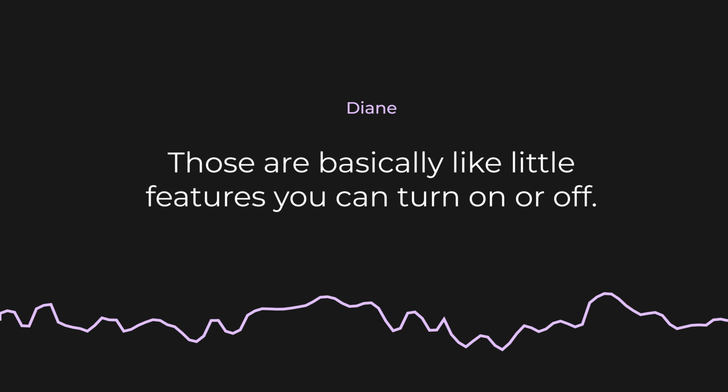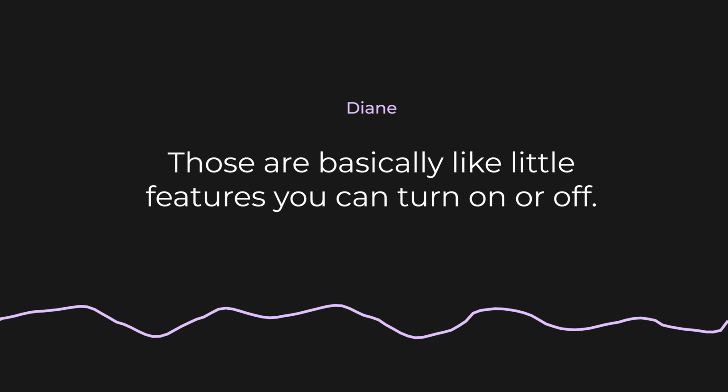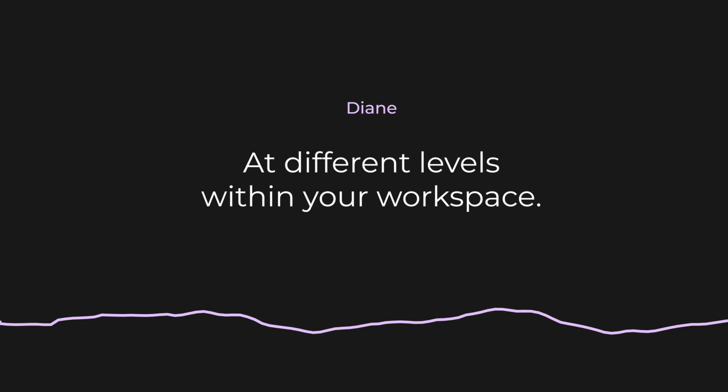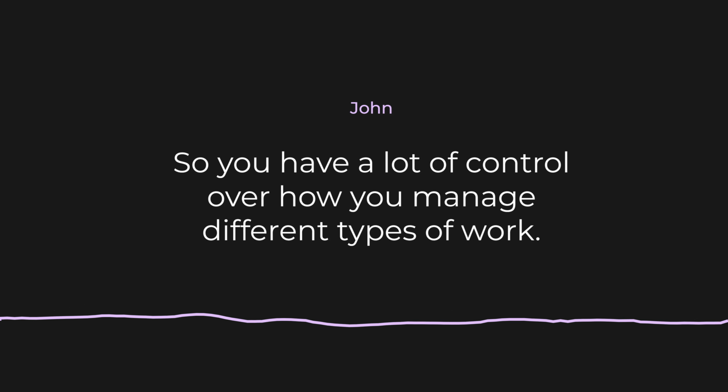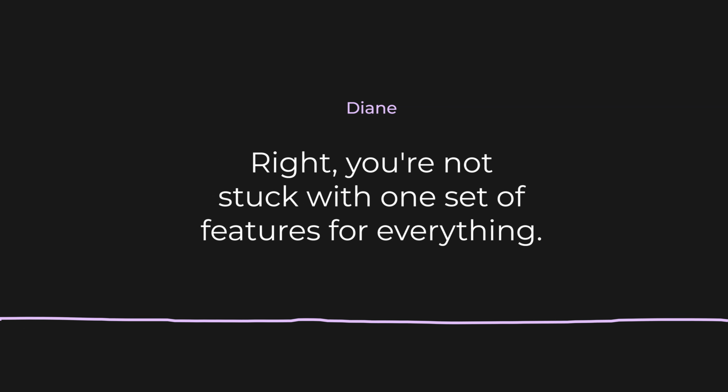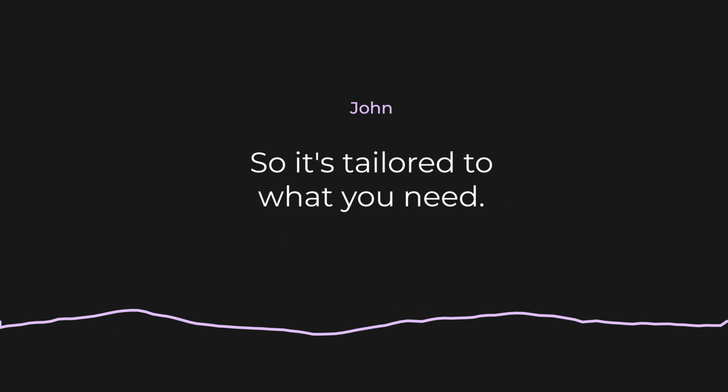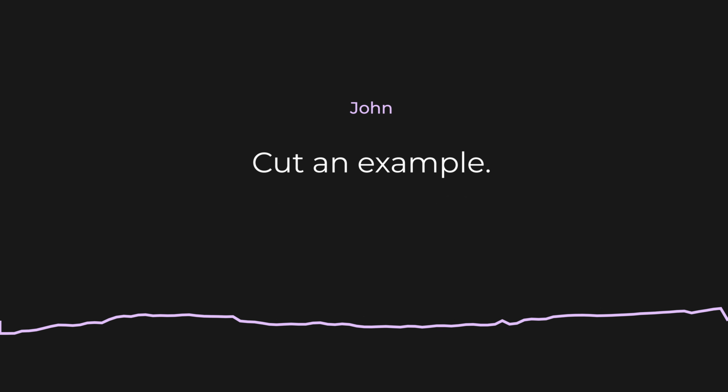ClickApps. Those are basically like little features you can turn on or off at different levels within your workspace. So you have a lot of control over how you manage different types of work. Right. You're not stuck with one set of features for everything. So it's tailored to what you need. Got an example? Sure.